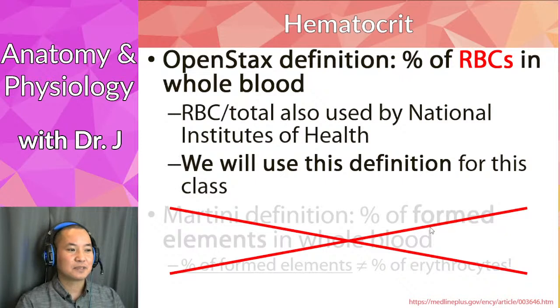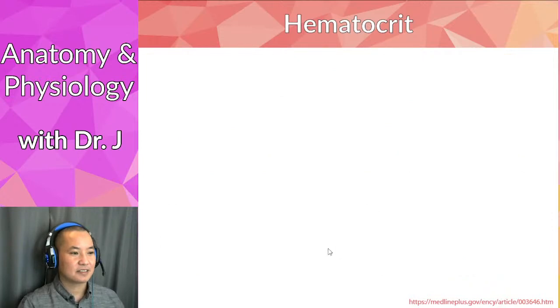We are going to use an OpenStax definition, because whenever I look up the literature on hematocrit, usually they say red blood cells over total. So we will use the red blood cells over total definition for this class. If you do the math, it's almost exactly the same. But if you want to get really specific, formed elements is not the exact same as red blood cells.